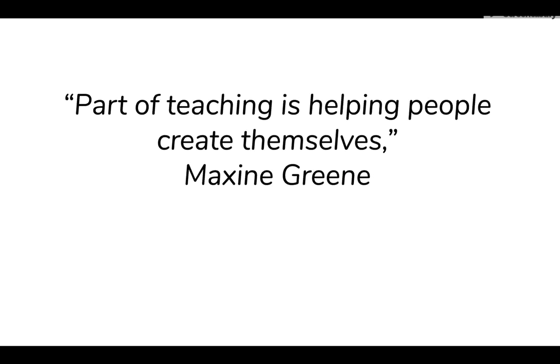Famous educator Maxine Greene says, part of teaching is helping people create themselves. The Latin roots of portray tells us that a self-portrait is to draw forth and represent oneself. When you take your own picture, you are attempting to extract and depict who you are. People do this for two basic reasons: to explore and better understand themselves and to express themselves to others.